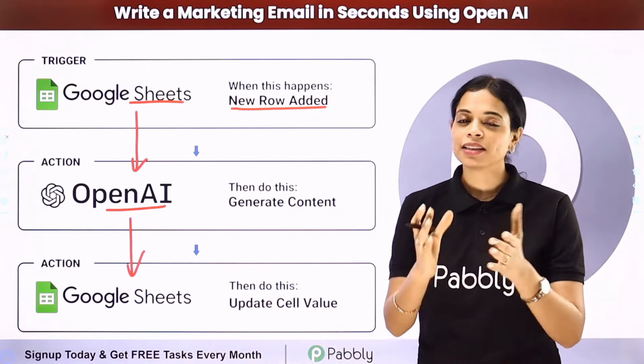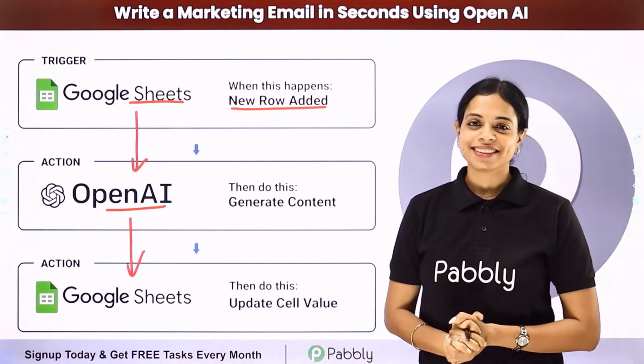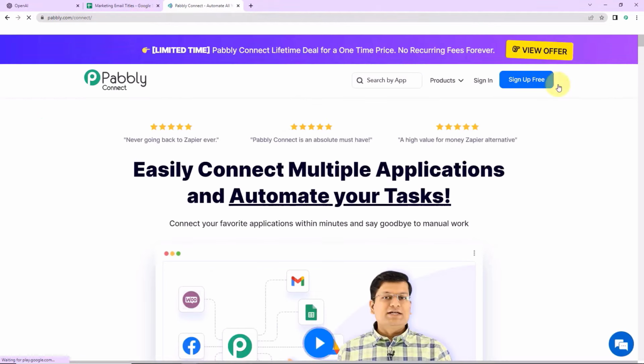To understand that, let me take you to my screen. To begin with the process, we are first going to type the URL pabbly.com/connect, and as we do that, here we have reached the landing page of the software. Now on the right hand side, you can see two options: sign in and sign up for free.